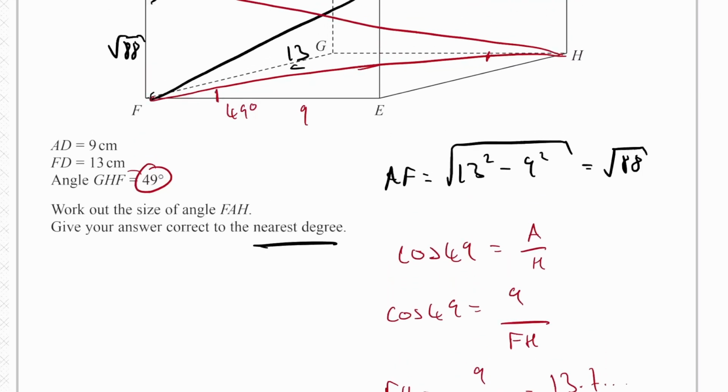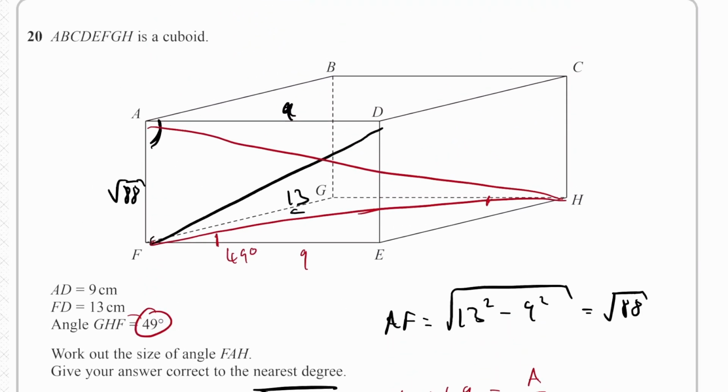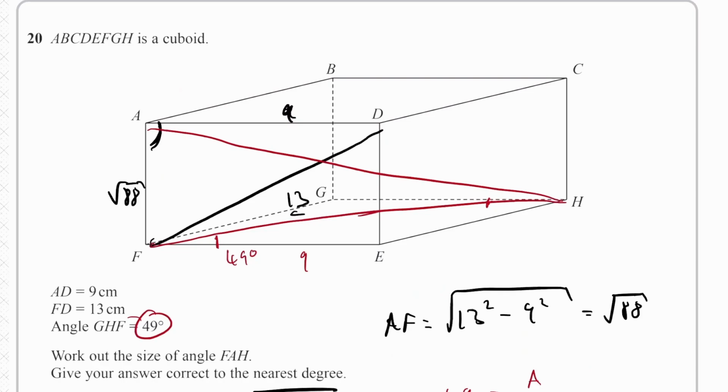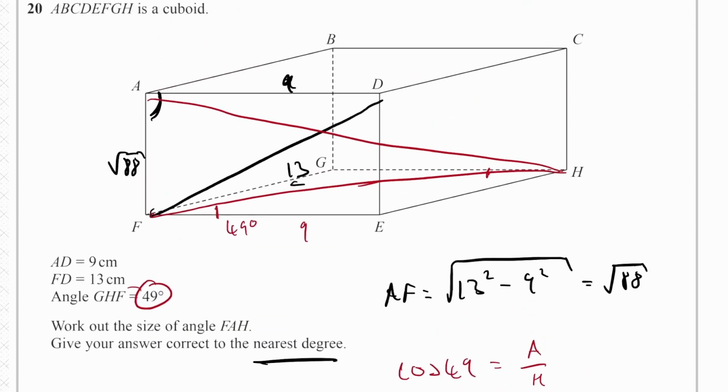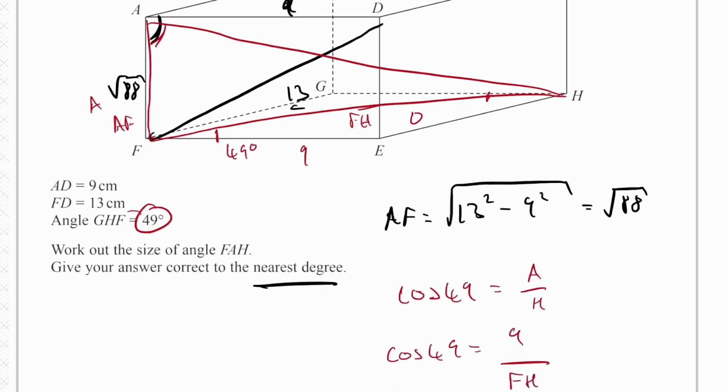Now we want to find the size of angle FAH, which we drew over here. We've got the length of FH, which is over here. We also have the length of AH, and the length of AF, which is this one over here. So we should have enough information to work out the size of the angle FAH. The tan of the angle is going to be equal to the opposite over the adjacent. That's your opposite, that's your adjacent. We've got both of those, so we can just plug in our numbers.